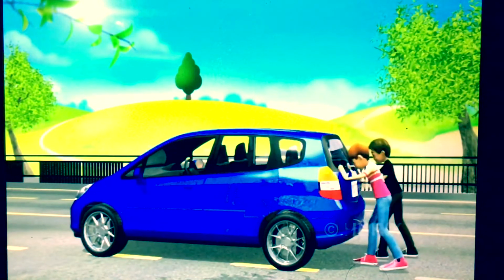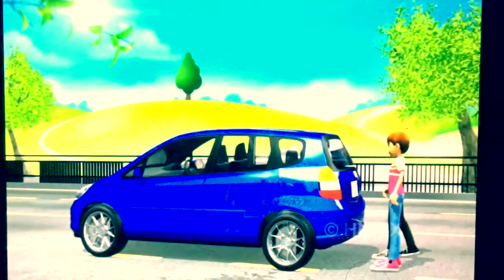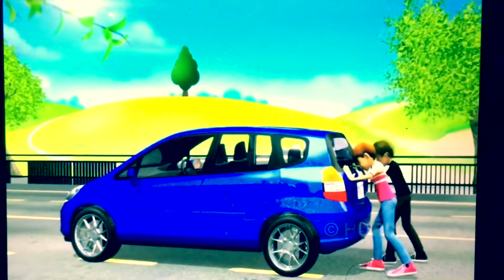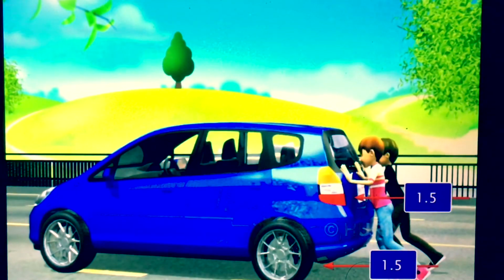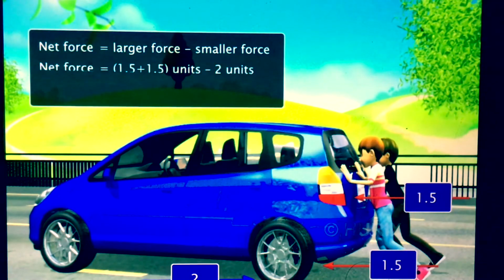Consider the example in which you and your friend pushed the car into the car park. Suppose you and your friend were each applying a force of 1.5 units in pushing the car. And the frictional force between the wheels and the surface of the road was 2 units. Then, net force equals larger force minus smaller force. Net force equals 1.5 plus 1.5 units minus 2 units. Net force equals 1 unit.